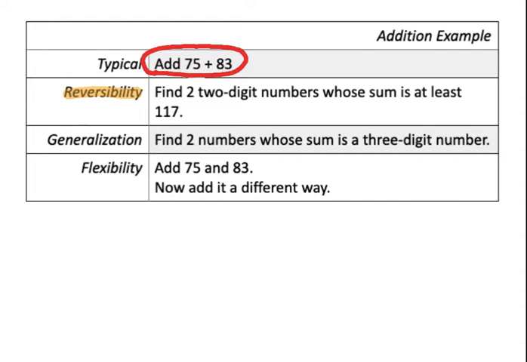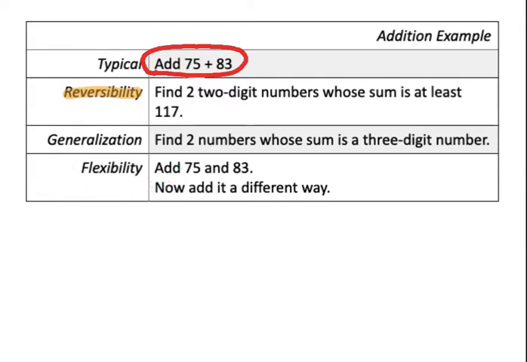Some students might say 80 plus 80, they feel more comfortable with doubles, or some students might think about friendly numbers and maybe do 125 plus 25. So there are a bunch of different ways that they can enter this task and be successful at their comfort level.